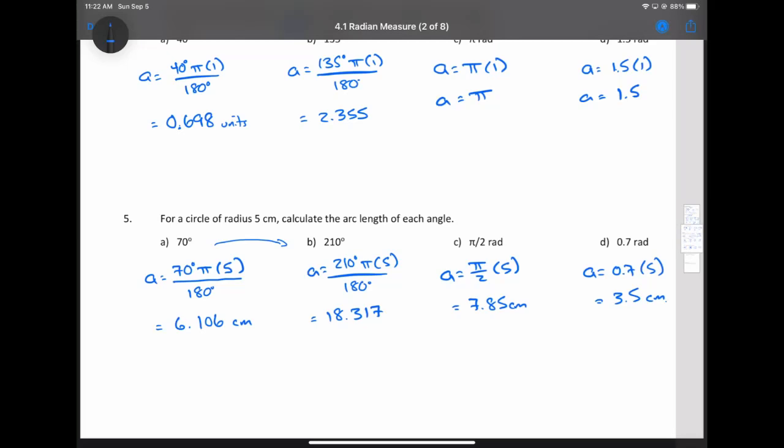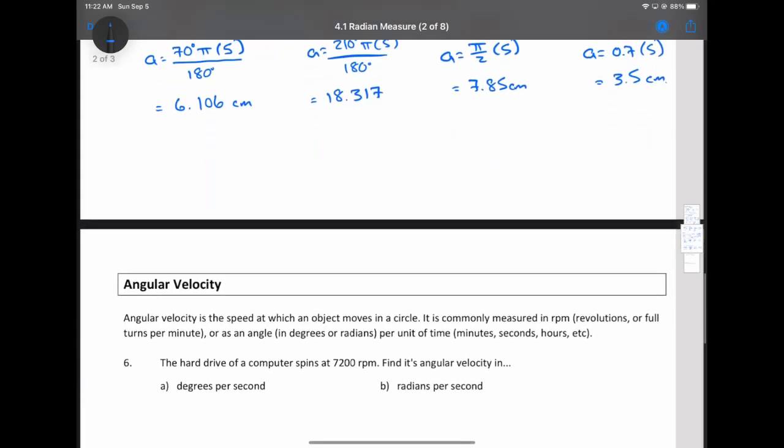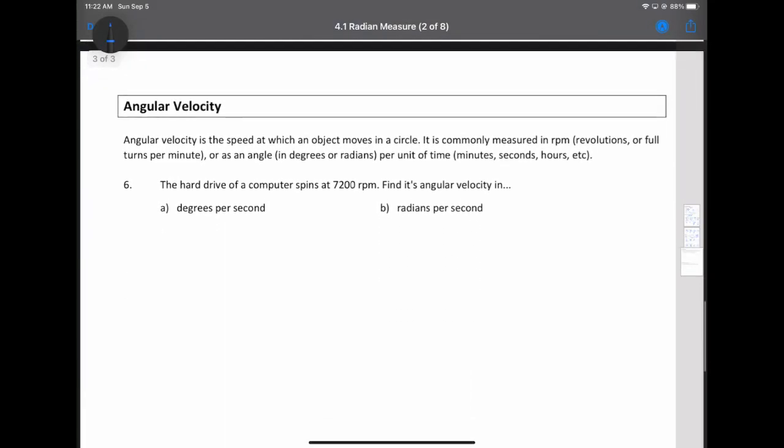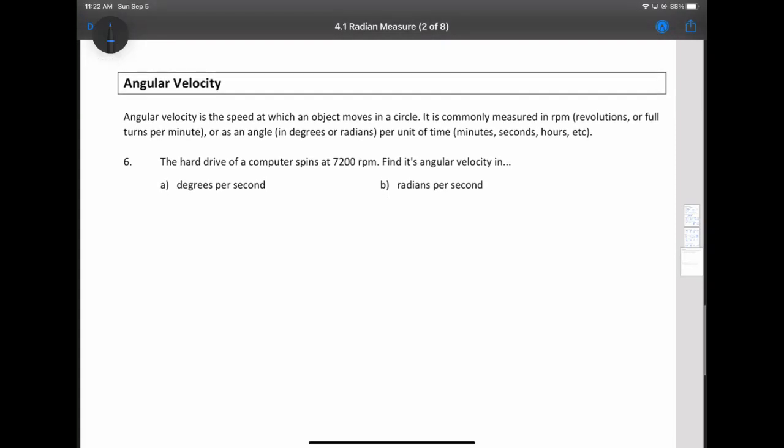So if nothing else, I think I've justified why it's much, much prettier to do arc length work whenever you're dealing with any kind of arc length stuff if you're working in radian angles. All right, final thing we're going to look at today is angular velocity, which is a fancy way of saying how fast does something spin around.